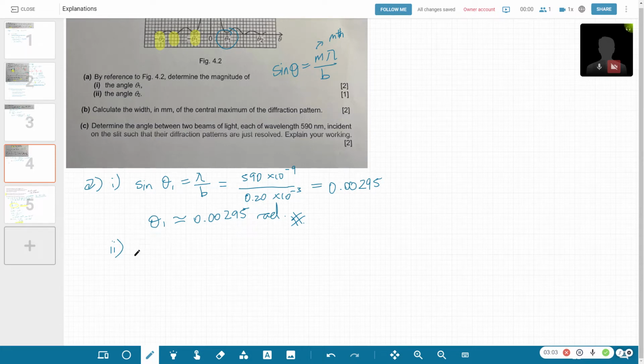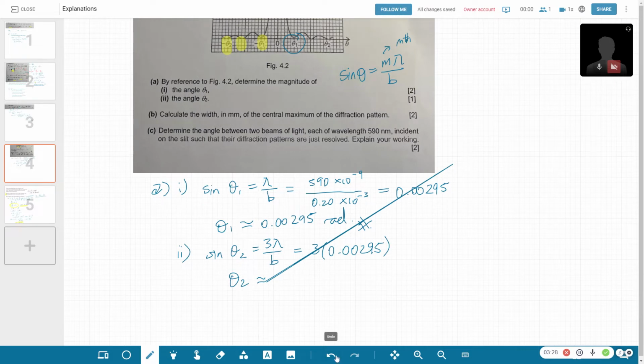So for theta 2, you'll need sin theta 2 equals 3 lambda over b, because it's a third order minima. Because this is lambda over b, we know that it's going to be 3 times 0.00295. It's still pretty small. If you calculate, you should get theta 2 as 0.00885 radians.